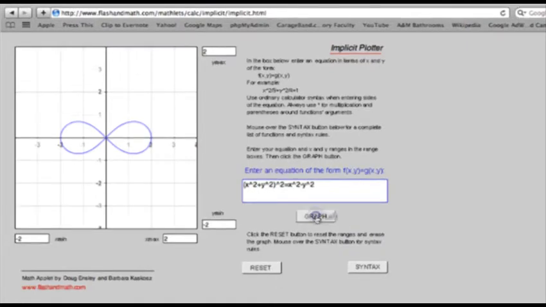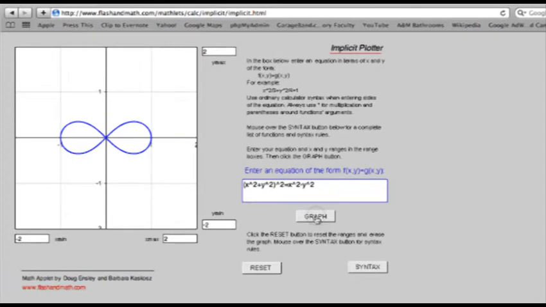So I've pasted in here the equation we just looked at, and we look at the graph, and you see that it is a nice figure 8. It also looks like the infinity sign that we use in mathematics quite frequently. Now, if you look at the picture, the point we are looking for is this point here in the first quadrant, which has a horizontal tangent line.